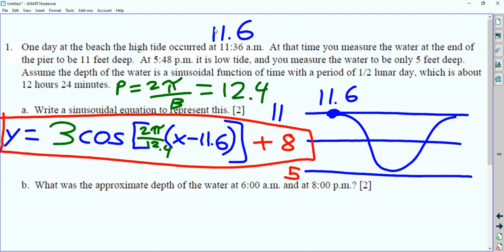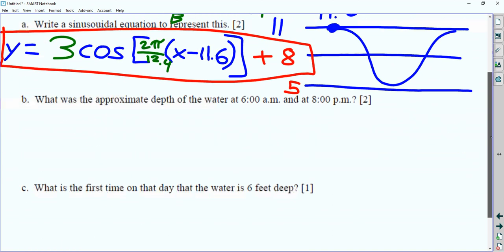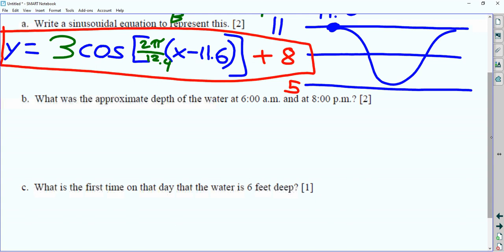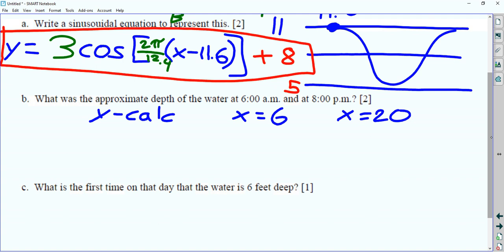We make a sketch, and use that sketch to help us find everything going into the equation. Now, we use the equation to answer these last questions. Find the depth of the water. Depth of the water, that's our y value. So we're doing a y calc when x equals these things it tells us. 6 a.m. is x equals 6. 8 p.m. means it's afternoon, so it's 12 plus 8, x equals 20. We have two different x values for our calculator.